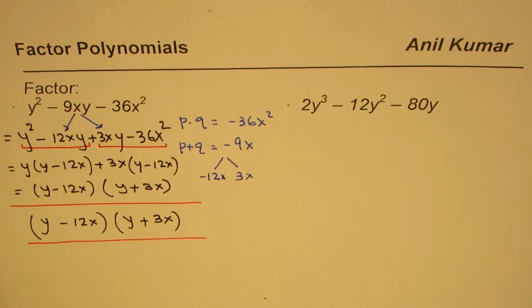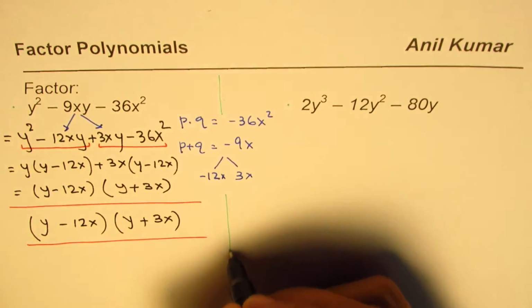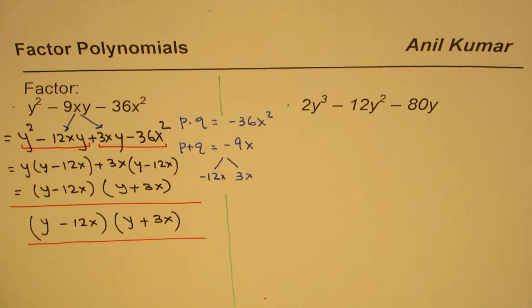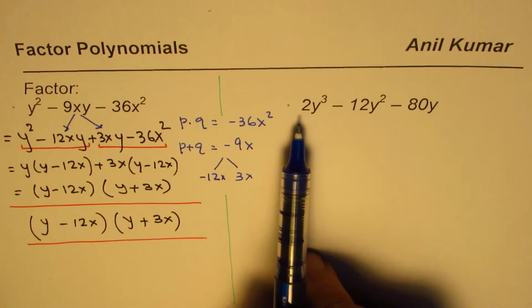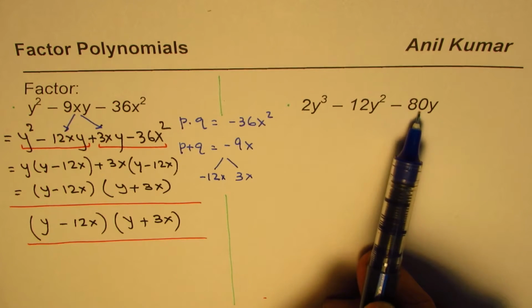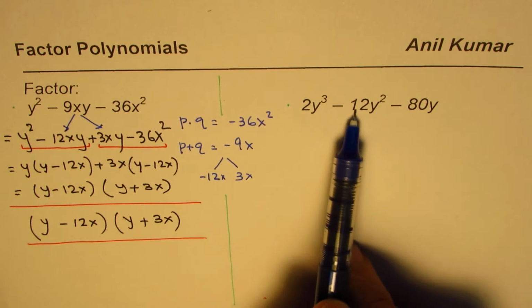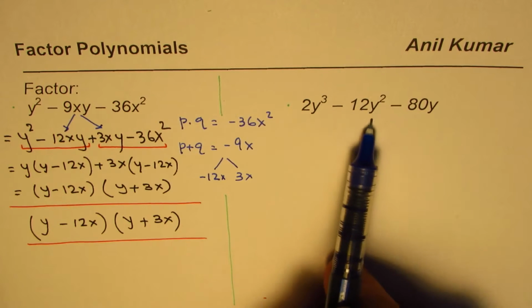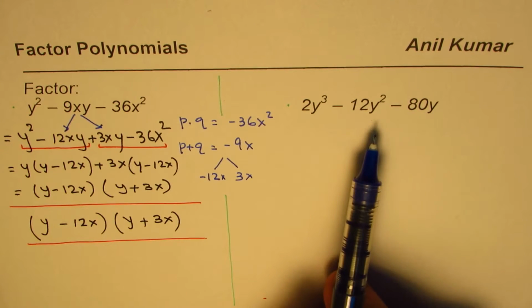So that is how actually you can factor such equations. I hope the steps are clear, right? Now let's go through the second one. In this we have a coefficient which is 2. But then you also observe that all are even numbers. You could factor this out. Y cube, y square, y. Y can also be factored.